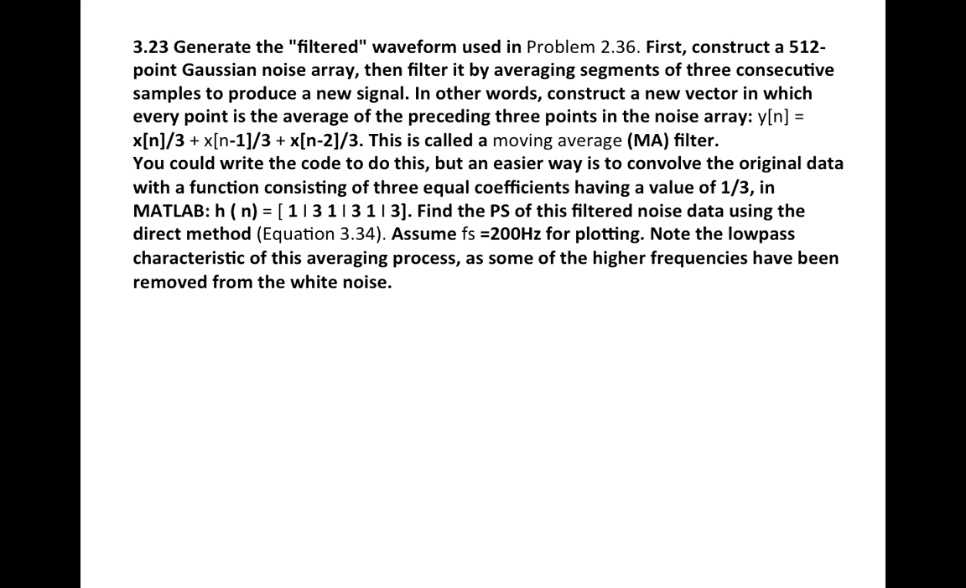So what we're going to do is actually the convolution between the signal and a 3-point array having elements 1/3, 1/3, 1/3. So just notice in the interpretation, this is not one vertical bar 3, this is 1/3, 1/3, 1/3. And then we want to find the power spectrum of the filtered noise using the direct method.